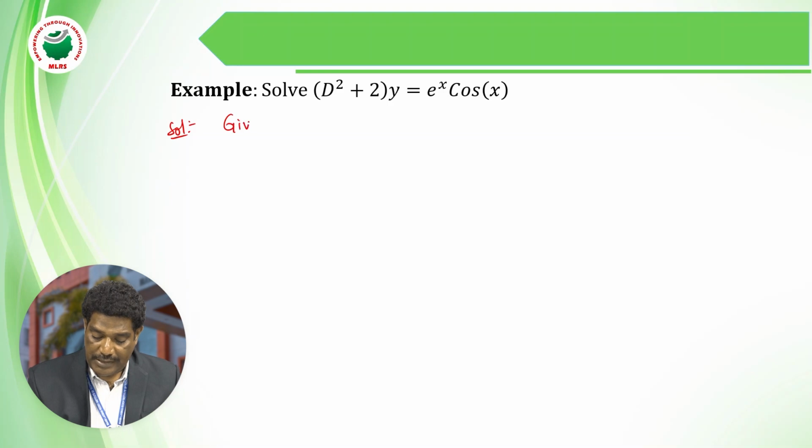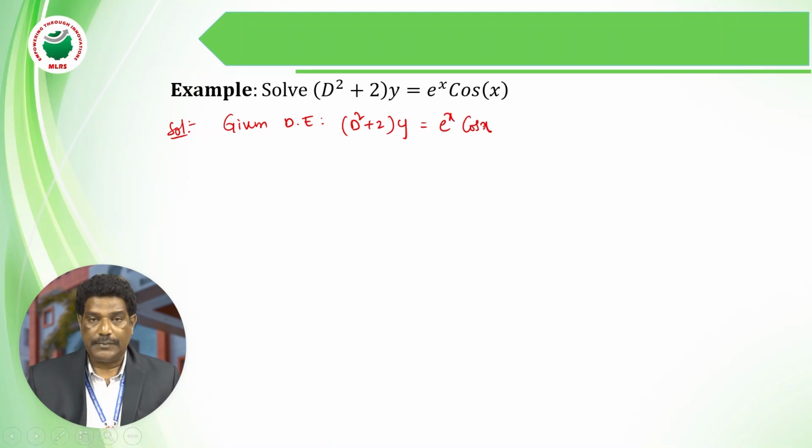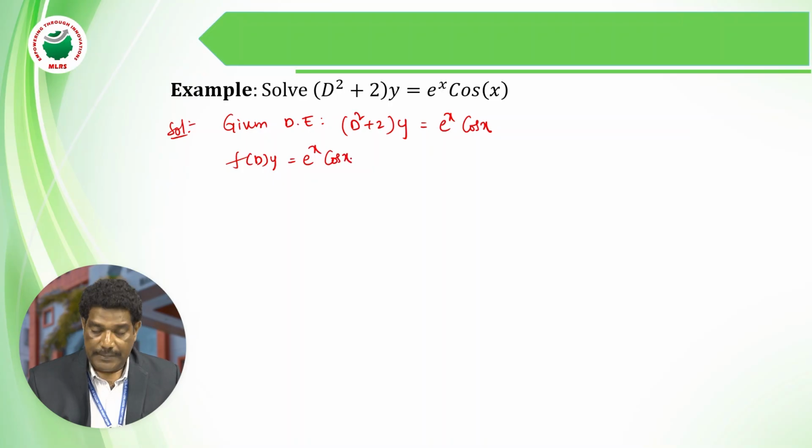Given differential equation is (D square plus 2) y equals e power of x into cos x. Now let's take f of D into y equals e power of x into cos x, where f of D equals D square plus 2.